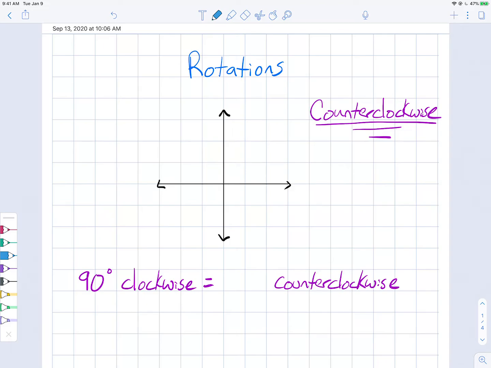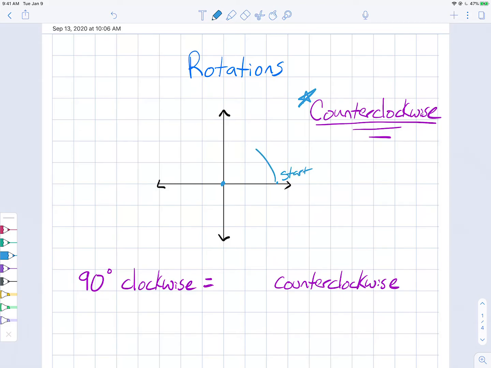Rotations. So we're going to take shapes and we're going to rotate them usually around the origin. For today's purposes, it's going to be around the origin. Now, when we're dealing with rotations, as mathematicians, we always prefer things to go counterclockwise. So if it just says 90 degrees, assume counterclockwise. It'll usually say counterclockwise.